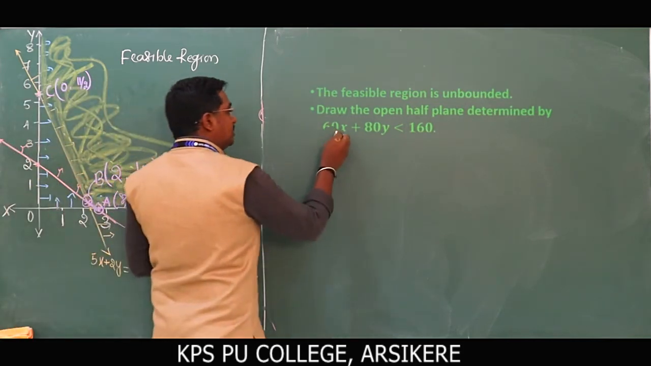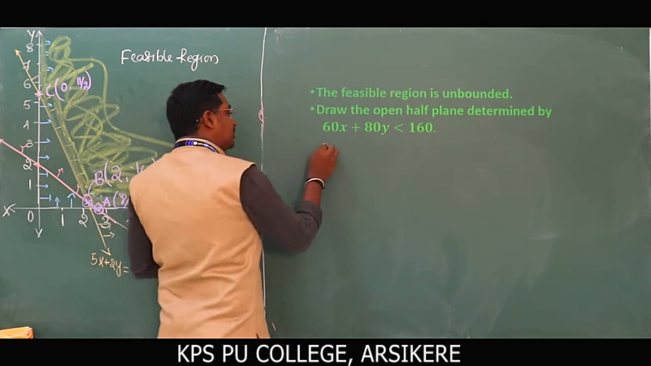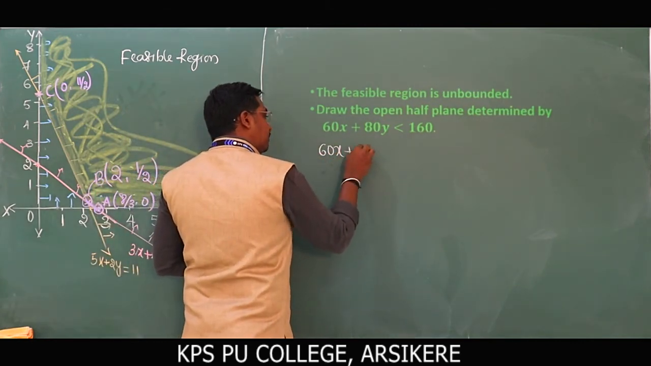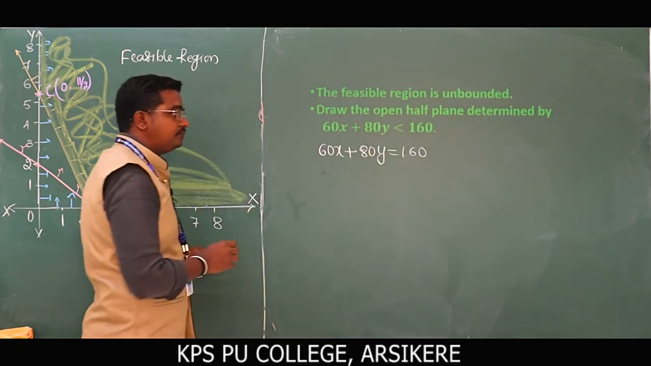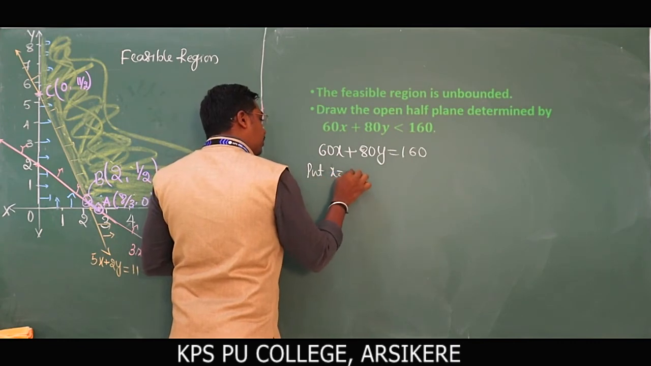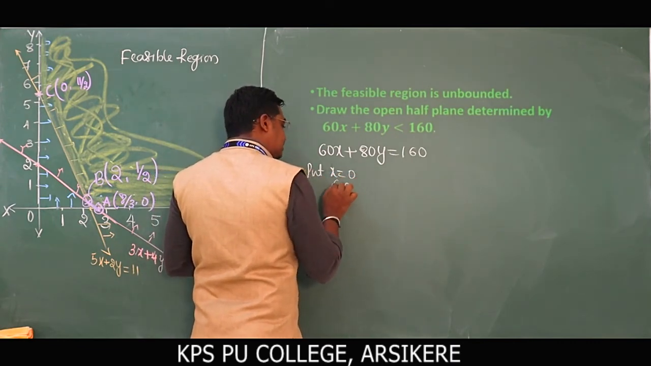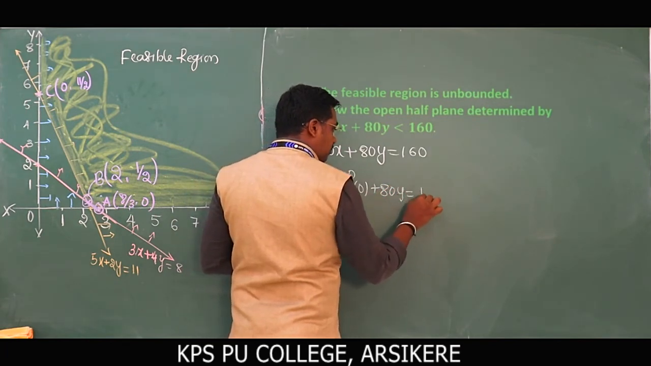First we solve it. First take the equation involved in this inequality, 60x plus 80y is equal to 160. So put x is equal to 0. What do we obtain here? 60 into 0 plus 80y is equal to 160.